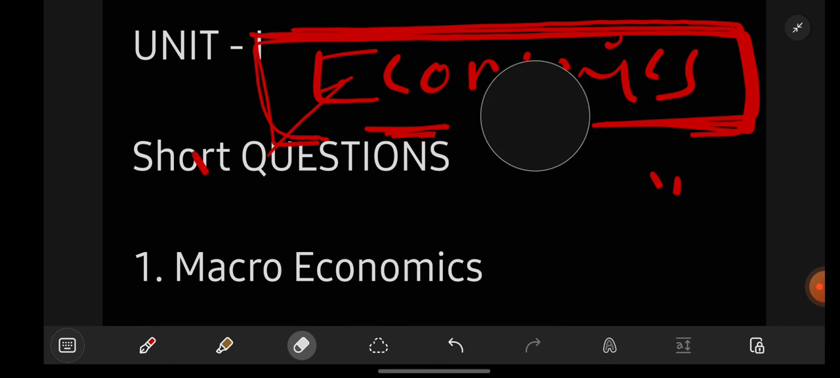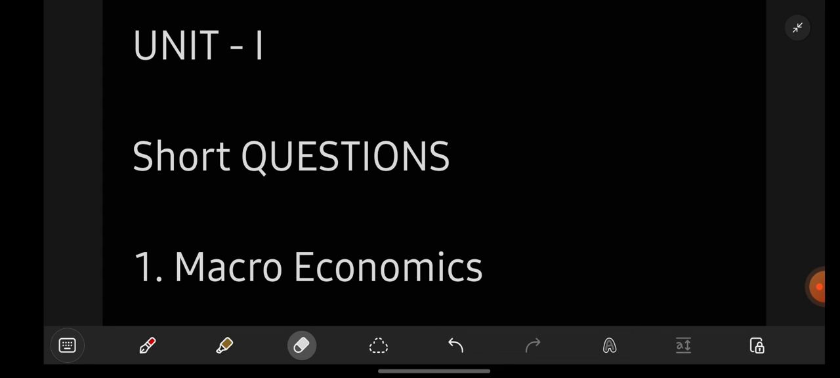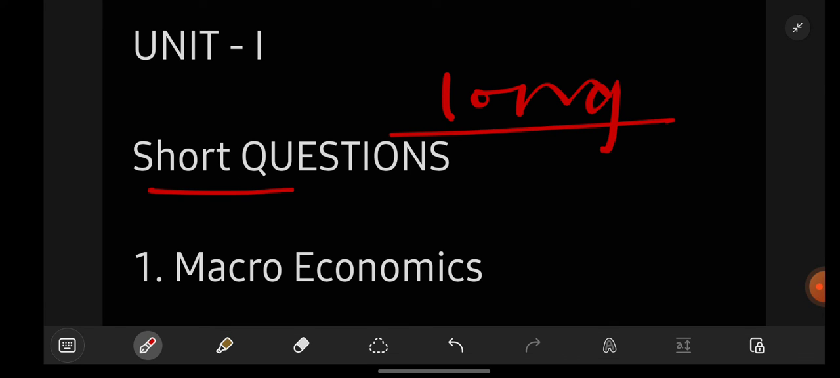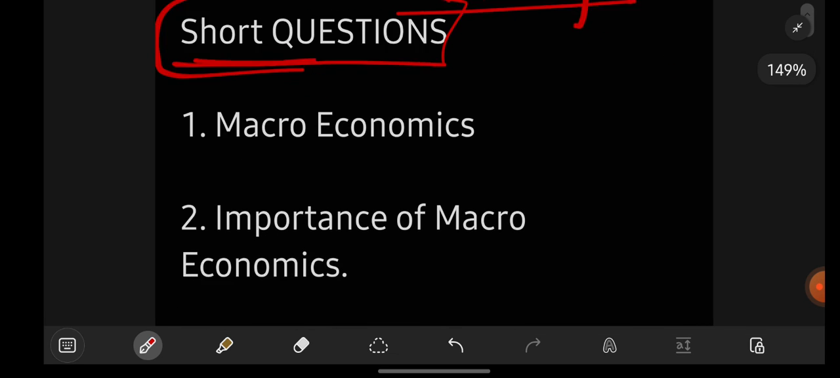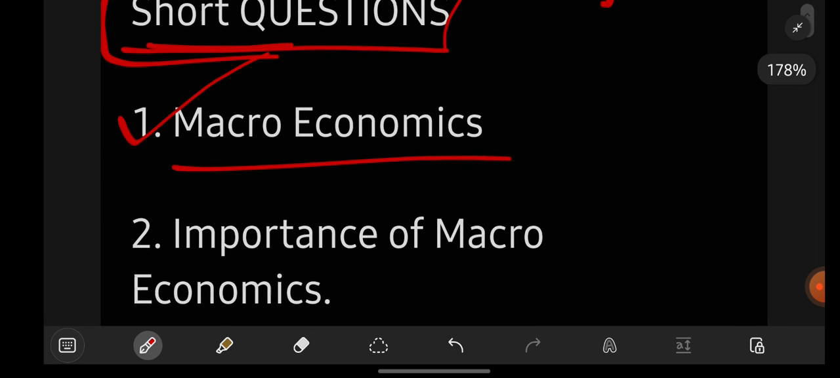Okay, so keeping this aside, let us get started with the important questions from each and every unit. We will discuss short as well as long question answers from each unit. Okay, so let us start with unit number 1, short important questions. First short important question is macroeconomics.